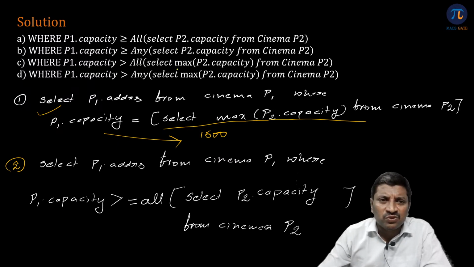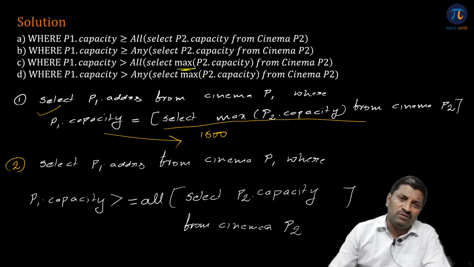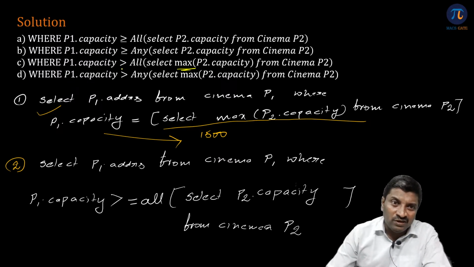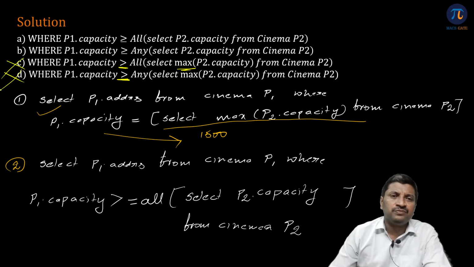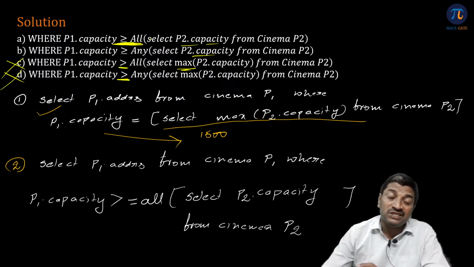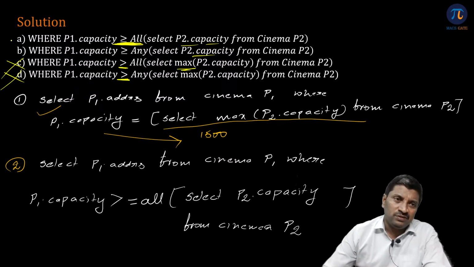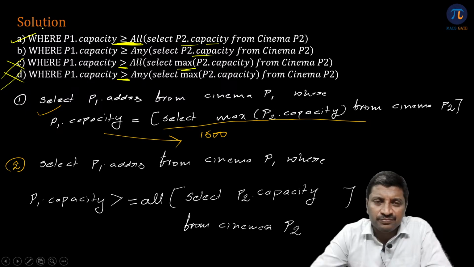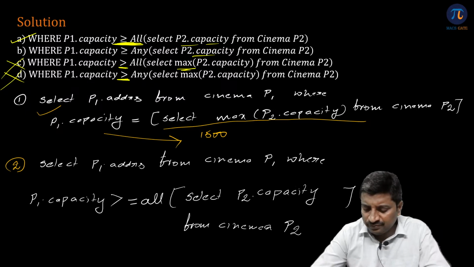So what is present in our answer? It is max only, but it should be equal to ANY or equal to ALL. You can write any one, but it is equality only. But for both of them, it is greater. So it is not. Then coming to the next one, we are listing all the capacities. Then it should be greater than or equal to ALL because it is maximum capacity. So the first one is our answer. Hope you understood it.